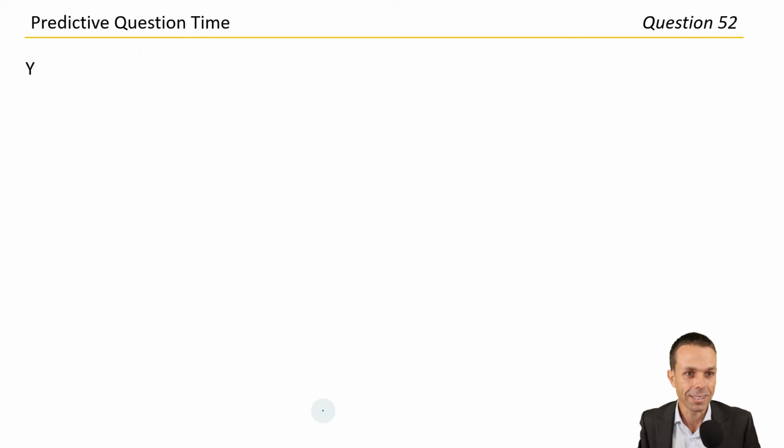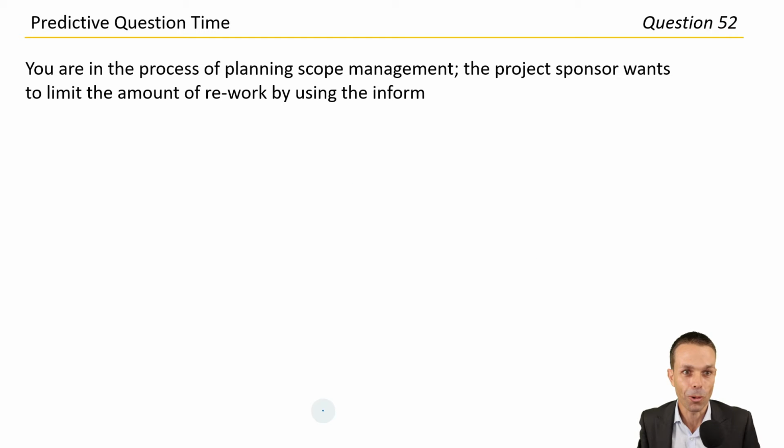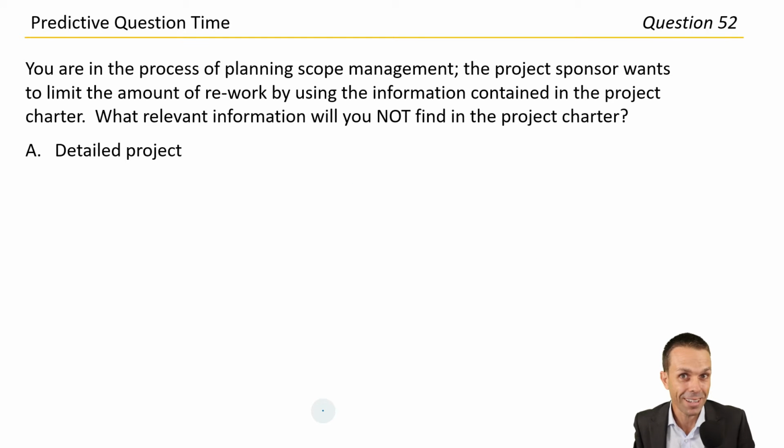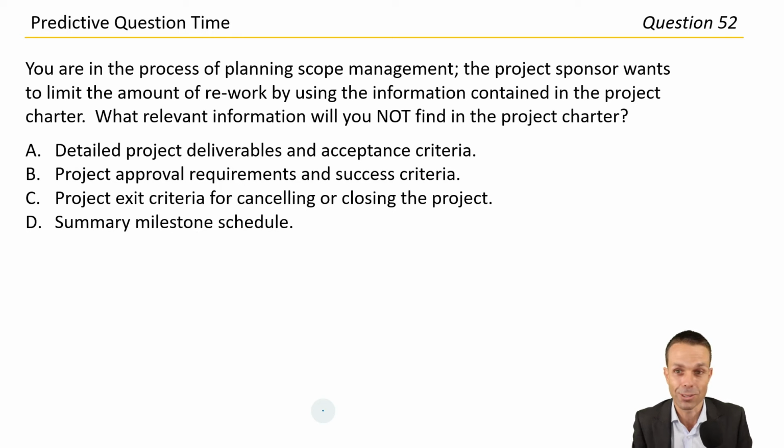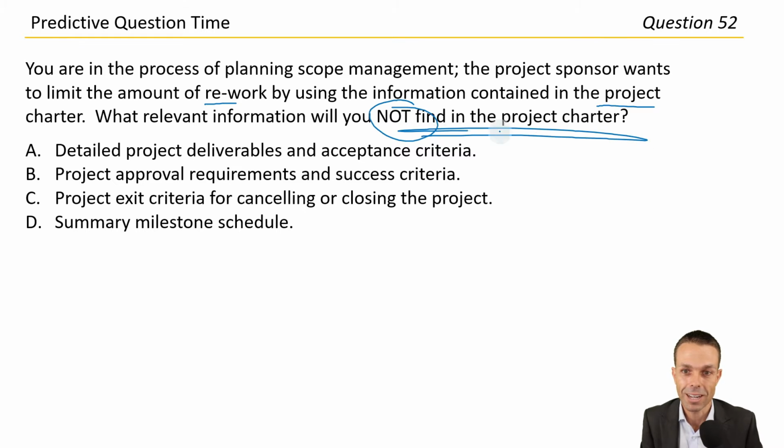Now that was nice and easy to get started. Wow, are they all going to be this easy? Let's find out. I don't think they will. If our other question videos are anything to go by, they've been really hard. So let's see. You're in the process of planning scope management. The project sponsor wants to limit the amount of rework by using the information contained in the project charter. What relevant information will you not find in the project charter?